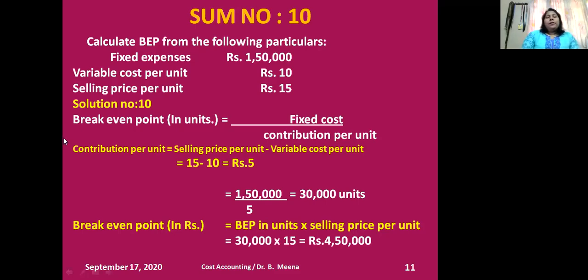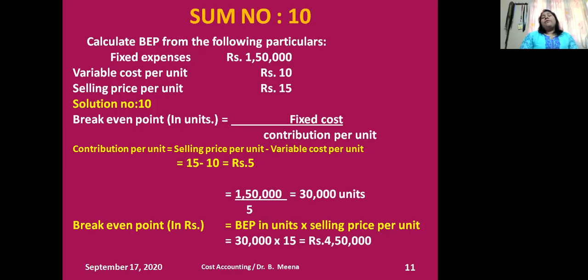How to calculate? First, I will make use of this information to calculate the BEP in units, because the formula is fixed cost divided by contribution per unit. I will calculate the contribution per unit by taking the selling price per unit 15 minus 10 variable cost per unit. So I calculate the contribution per unit. I will substitute in the formula: break-even point in units is equal to fixed cost 1,50,000 divided by 5 contribution per unit. So how many units to break even? 30,000 units to break even. So I calculated the break-even in units.